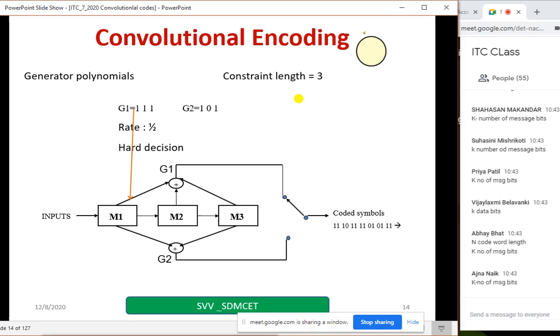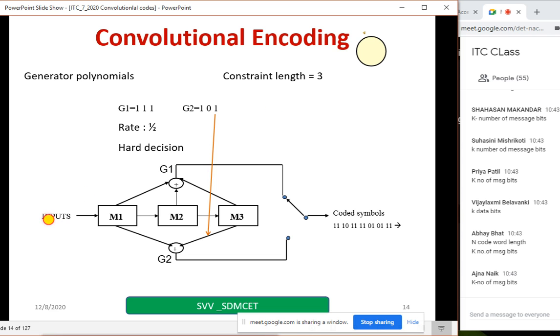G1 equal to 111 means there are 3 connections. 1 represents a connection. Again a connection, one more connection. Therefore 111 is that. For example, G2 equal to 101 means the first is connected, the second is not connected, the third is connected. If G3 is there, take that also. Take another mod 2 adder. Again do the connection based on the combination of 0s and 1s.